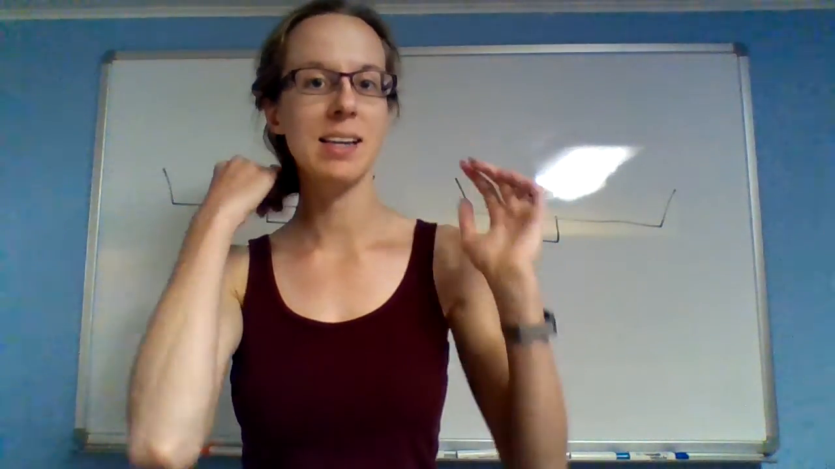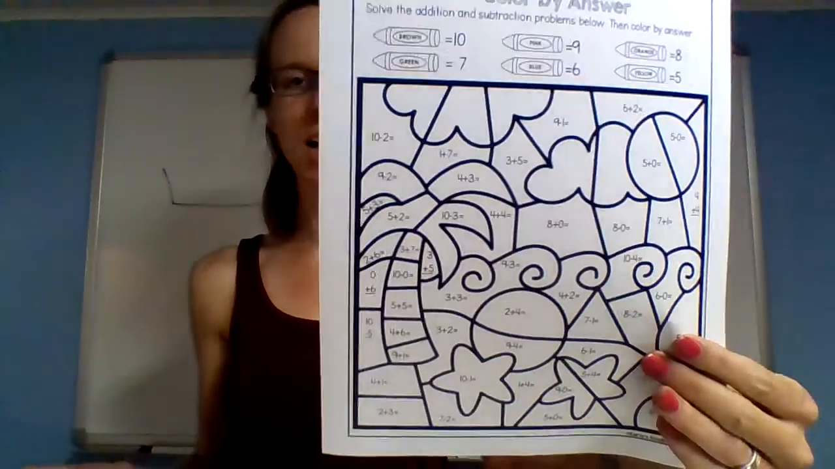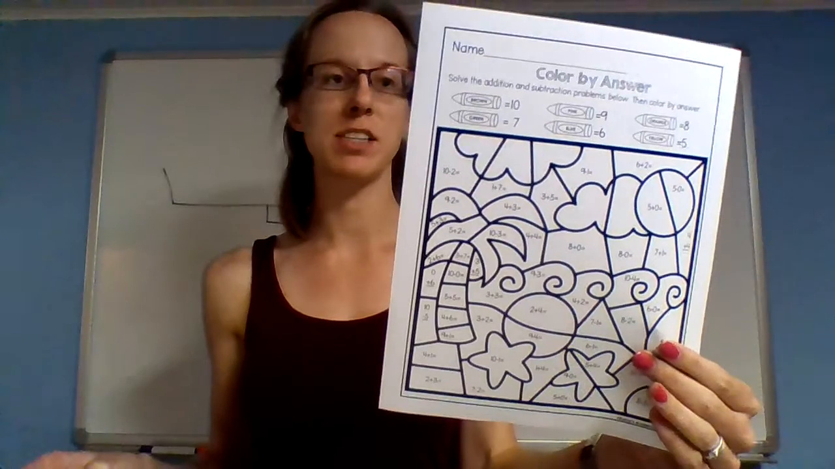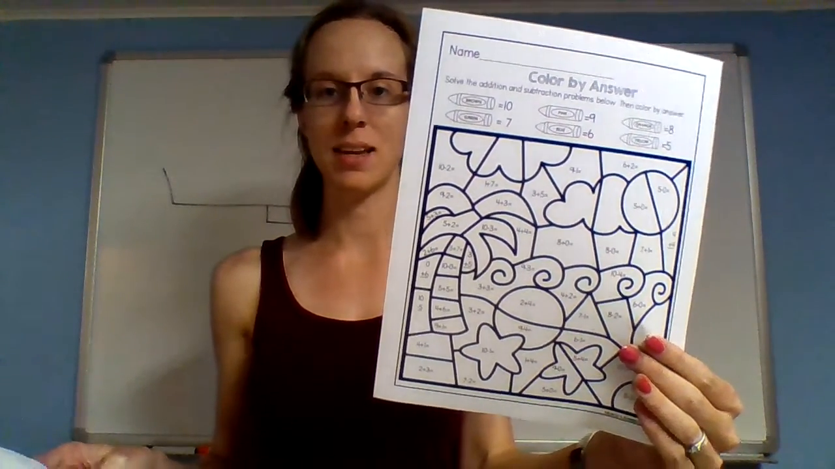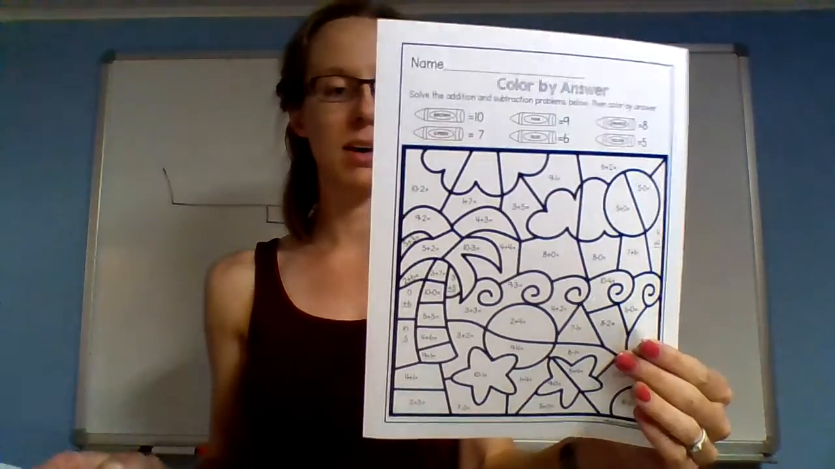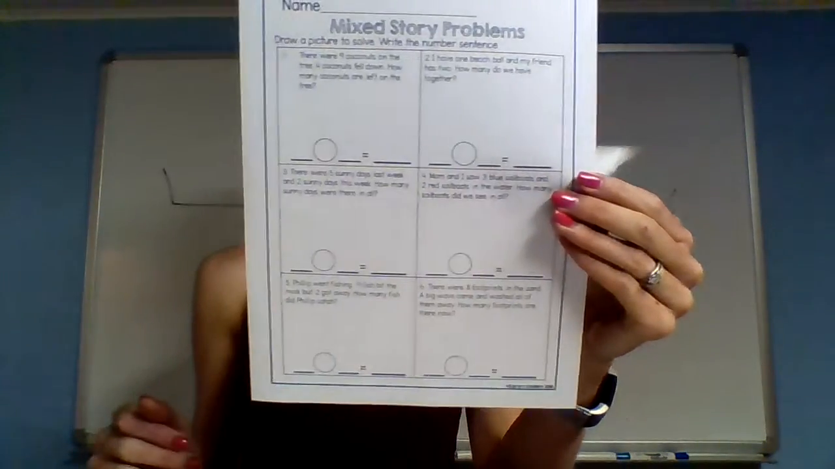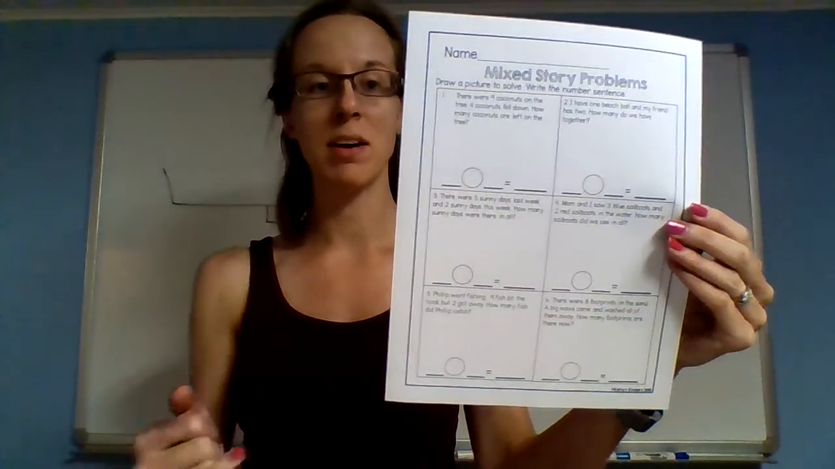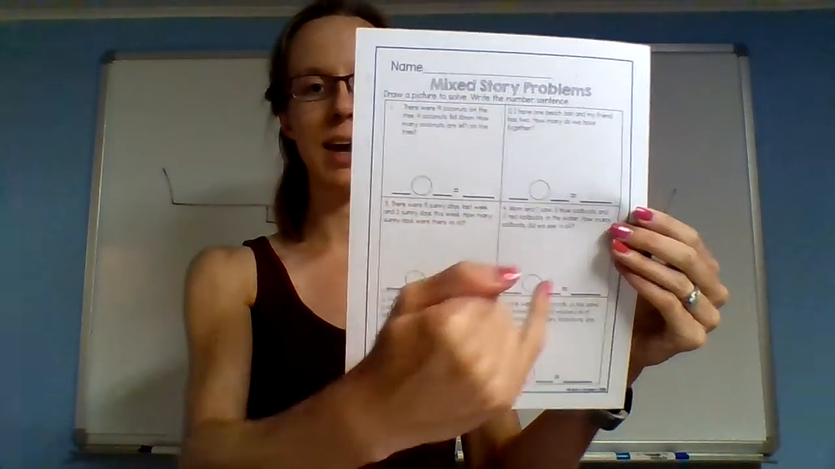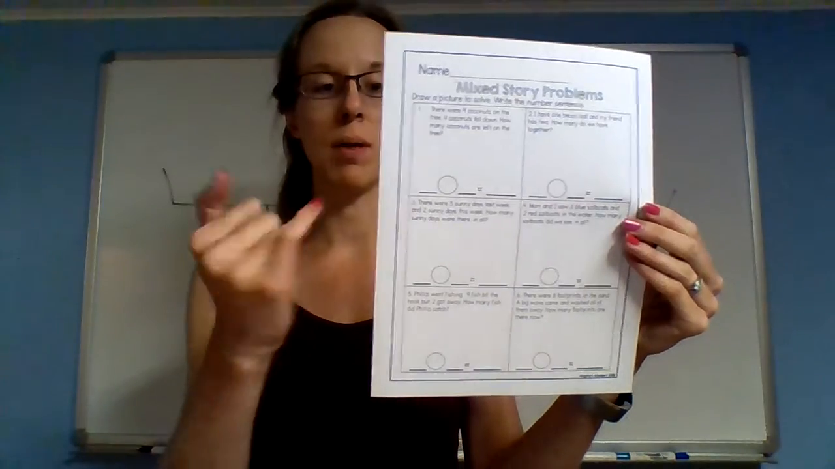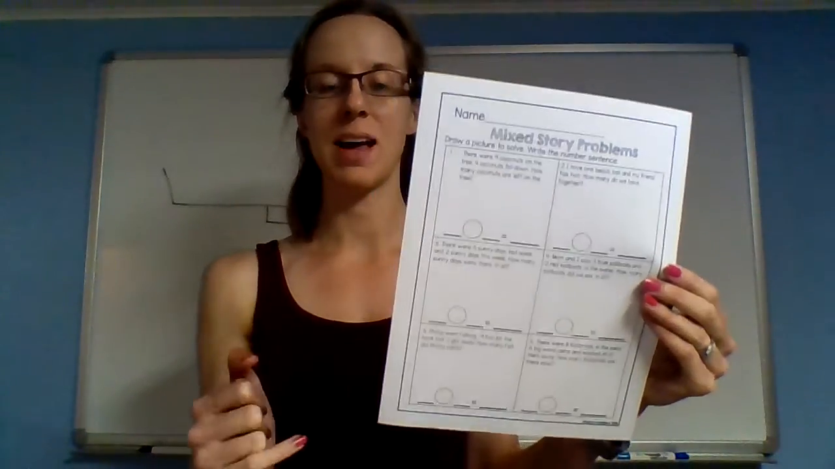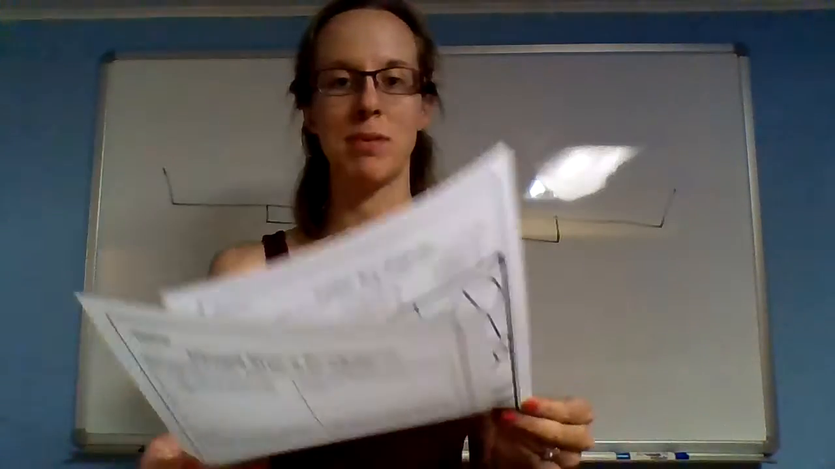Today in your packet is going to look very similar to yesterday. So you have a page like this that says color by answer. That's a mix of addition and subtraction problems, and then based on the answer you get, you'll color in the shape accordingly. You also have a page that says mixed story problems. Just like yesterday, there's 6 of them on there. You will first need to decide whether you're going to add or subtract the numbers, then find the numbers, and then solve the problem. So very similar packet practice to yesterday, different picture, different word problems, but same type of thing.